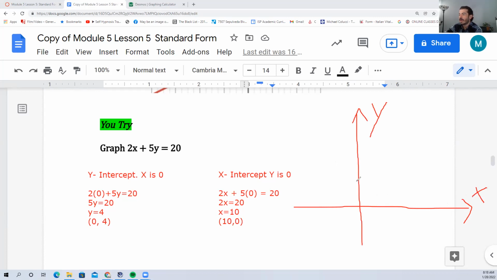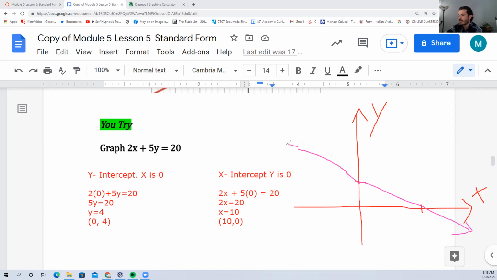Y-intercept 0, 4. I'm going to call my 4 here. X-intercept 10, 0. If this is about the distance of 4, I'm going to double it and add a little bit. This is about 10, 0. And then I'm going to connect these two dots. That line keeps going that way.